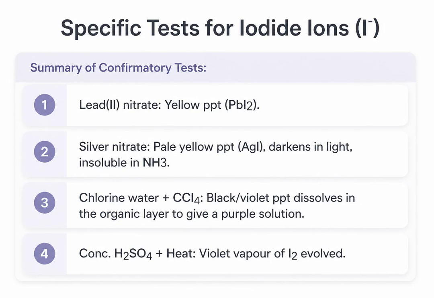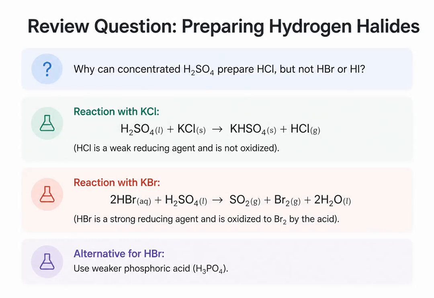Finally, iodide ions provide some of the most visually striking test results. Lead nitrate gives a bright yellow precipitate. Silver nitrate gives a pale yellow precipitate that slowly turns gray in the light. Extracting displaced iodine into an organic layer yields a rich purple solution, matching the violet vapors produced during the sulfuric acid test.